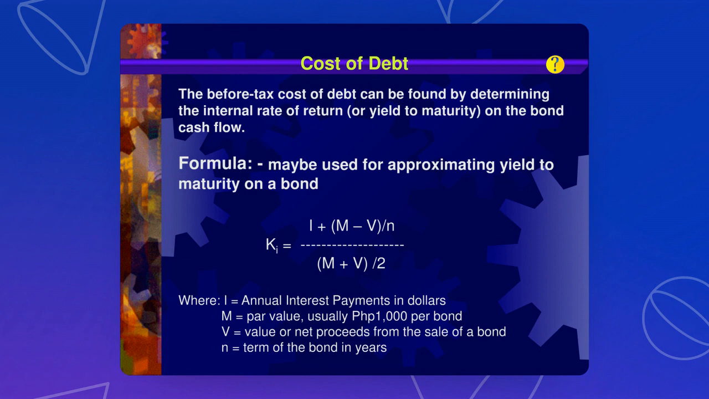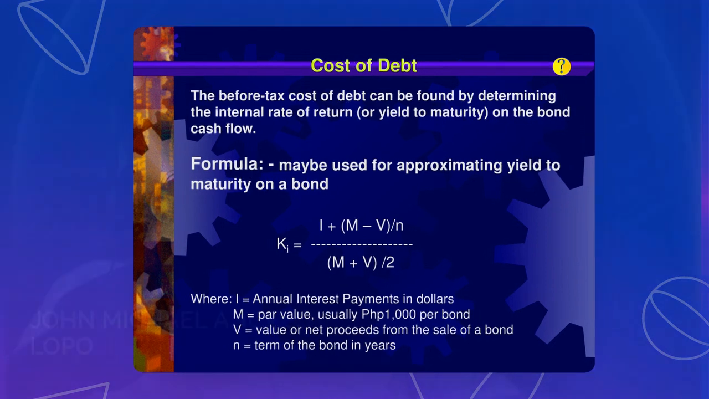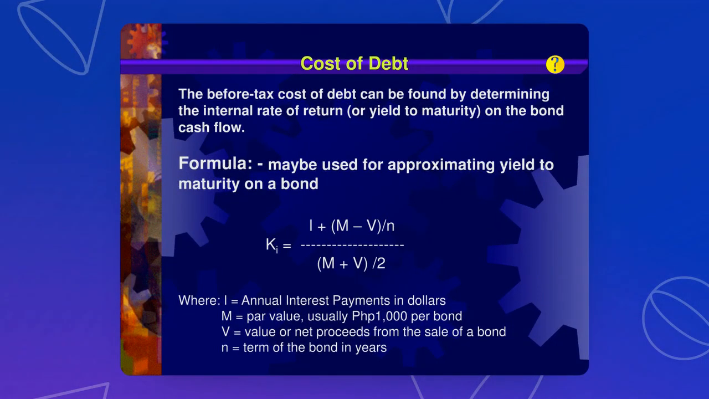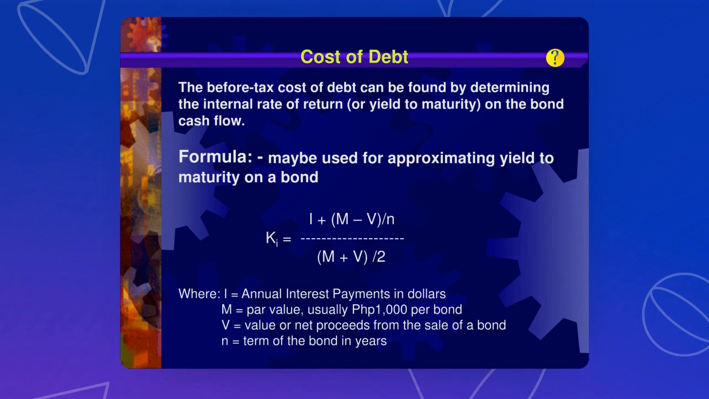Please take note of this when you talk about cost of debt. V as the net proceeds should be the market value minus any flotation or underpricing costs. Later, class, I will discuss the meaning of underpricing and flotation cost. But the formula again is KI equals I plus M minus V divided by N, divided by M plus V divided by 2. So that's your cost of debt.